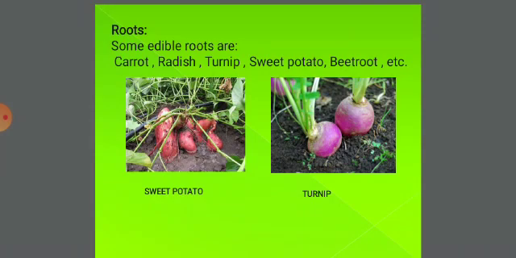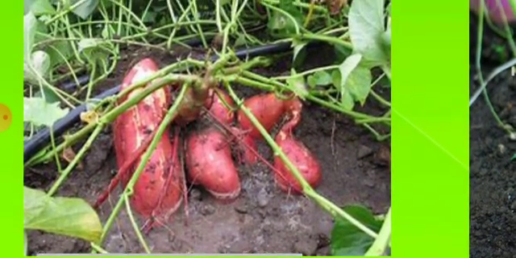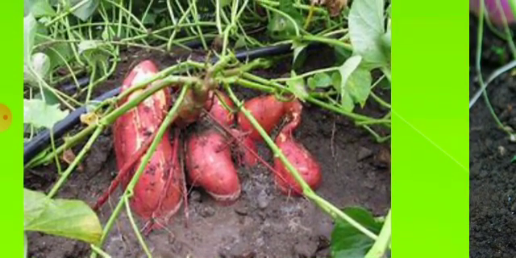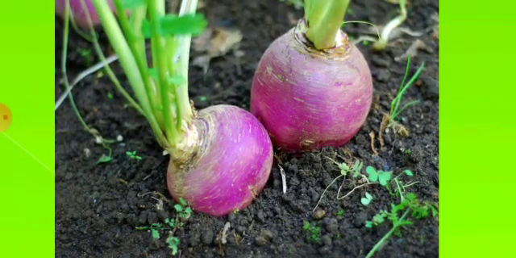Now look at the picture. The first one is sweet potato. It is a plant that can store its food in the root. The next one is turnip. This plant can also store its food in the root.